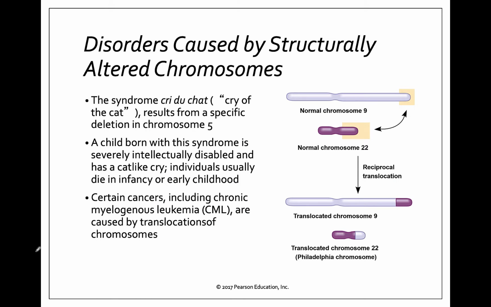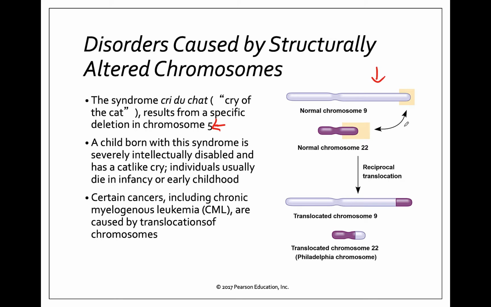There are several common disorders that are caused by some of these mutations. One of them is called cri du chat, which stands for cry of the cat. Well, this is a deletion on chromosome 5. An individual with this is born with a very, very distinct cry that sounds like a cat meowing. And so you can actually tell if this deletion is occurring once a baby is born. They usually die young in infancy or early childhood. They have a very cat-like cry.